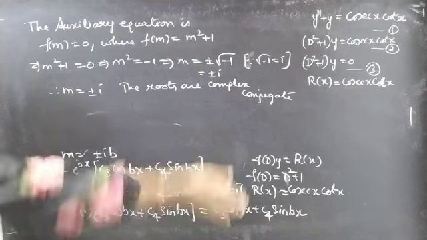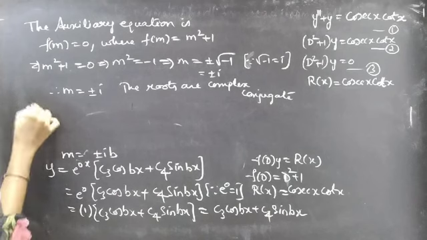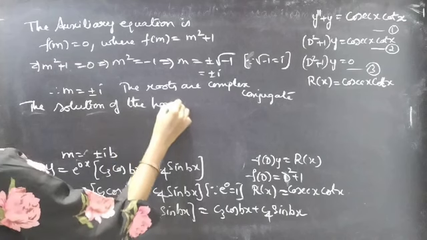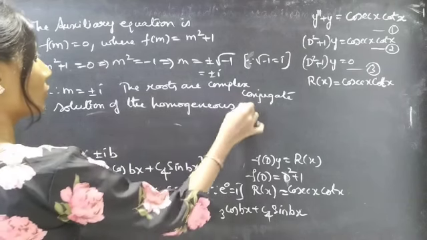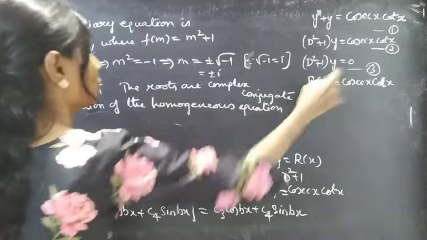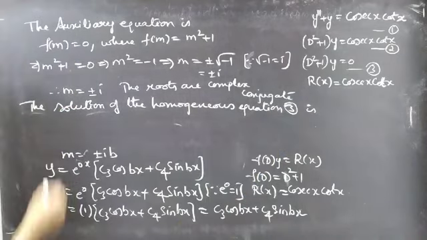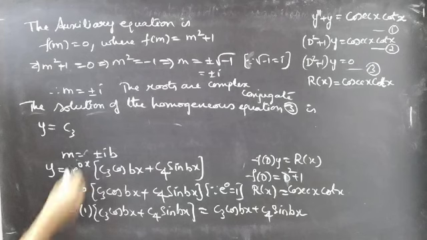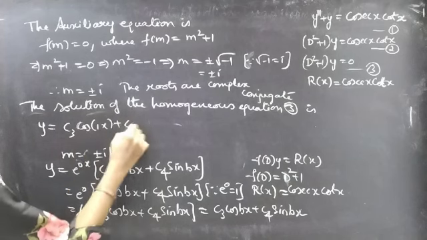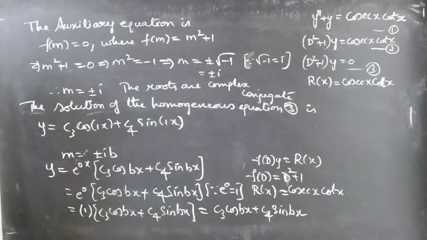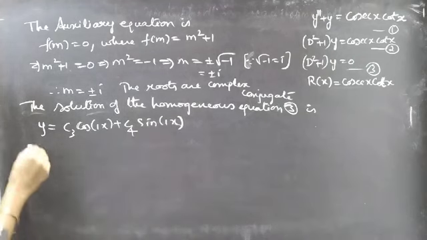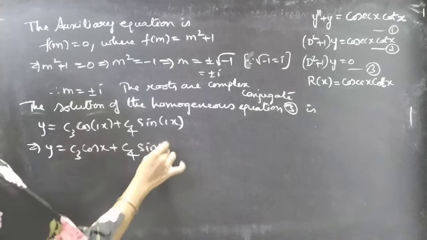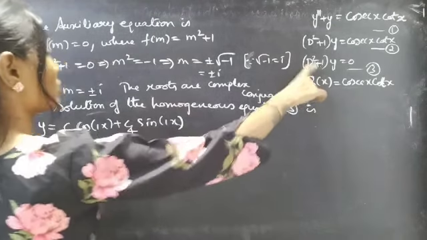Now the solution of the homogeneous equation, equation 3, is y equal to: comparing plus or minus i with plus or minus ib, for b equal to 1 we get c3 cos 1 into x plus c4 sin 1 into x. This becomes y equal to c3 cos x plus c4 sin x, the solution of the homogeneous equation, or equation number 3.